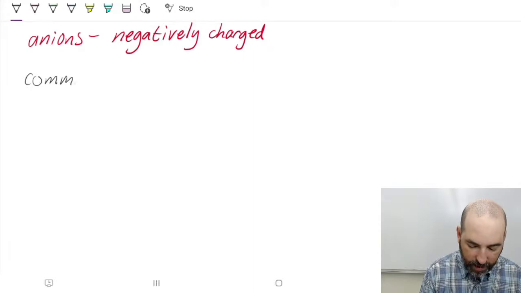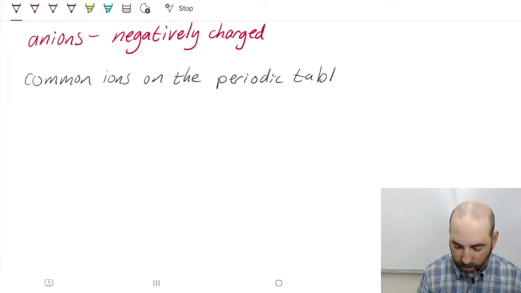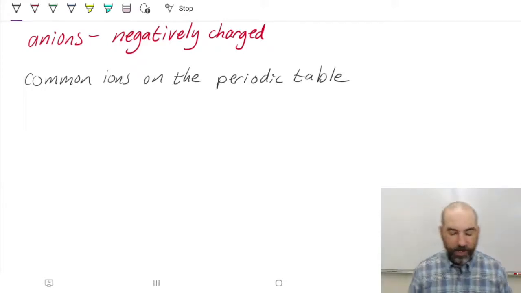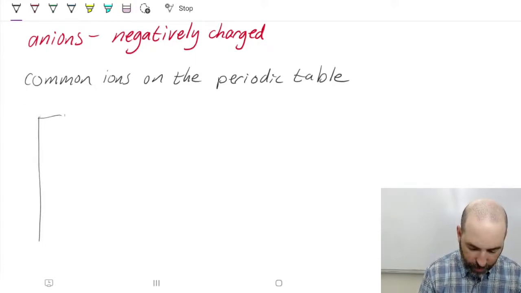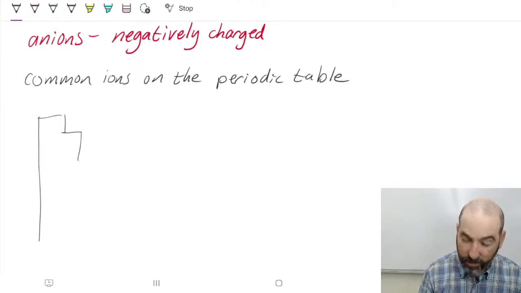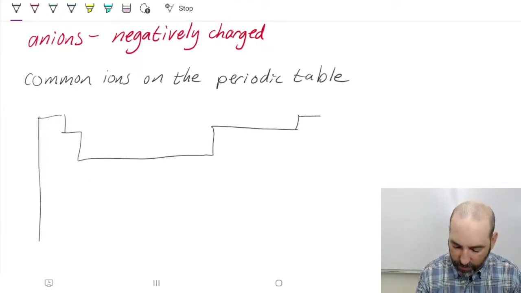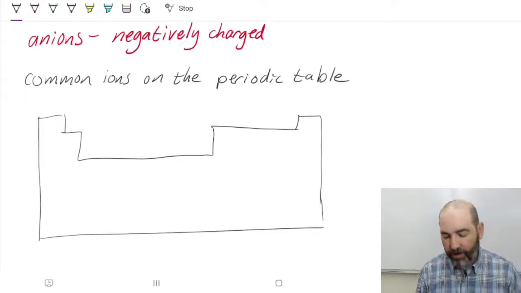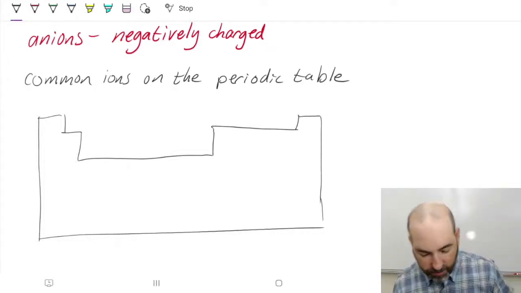Next we're going to talk about common ions on the periodic table. I don't have a periodic table on this device, so I'm just going to draw one. I'm not going to write in all the things, but if you have a notebook where you can look up the periodic table, or online, just open a browser and put in periodic table. We're just going to look at some regions of the periodic table.